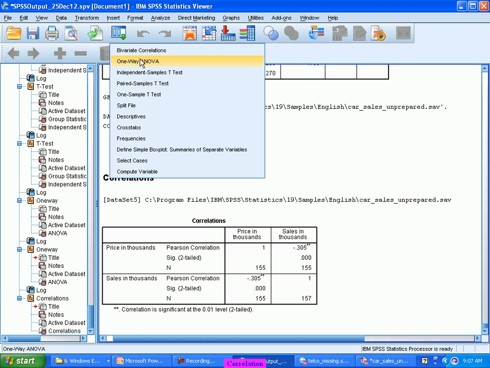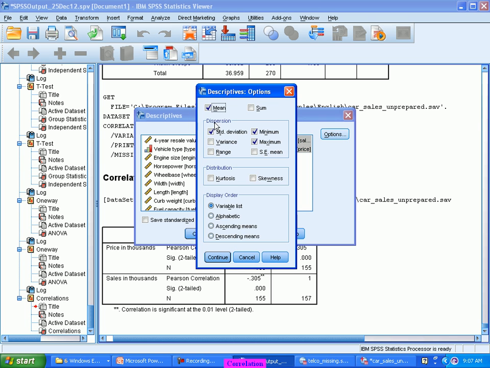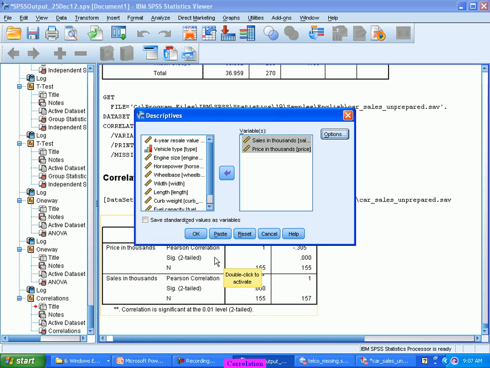First of all, to transform, I need to know whether the existing data is normal or not. So for that, quickly, let's say I am going with the Descriptives, where I am looking at sales in thousands as well as price in thousands. I am trying to find out their skewness and kurtosis. Just quickly repeating the steps which we have done yesterday on this data.